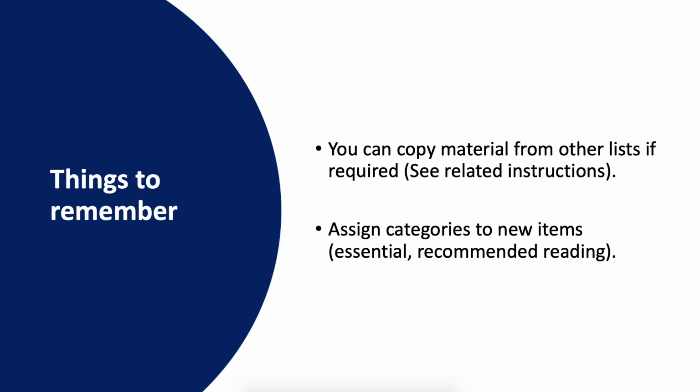Just a couple of things to remember whilst you're working on your reading lists. You can copy material from other lists if required, which we do have separate instructions for, but this can be quite useful if you're building a new reading list for a module, but you've got things that you've had previously on lists for other modules, you can copy those across. And for anything that's being added to a reading list, please just make sure that you're assigning the relevance category. So is it essential reading or is it recommended reading?